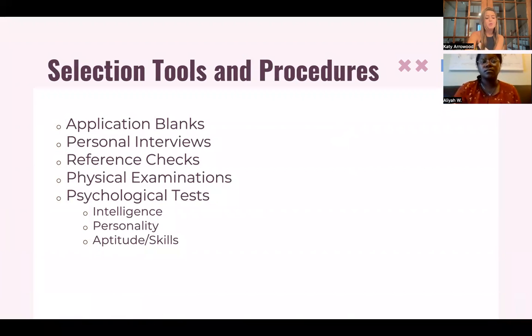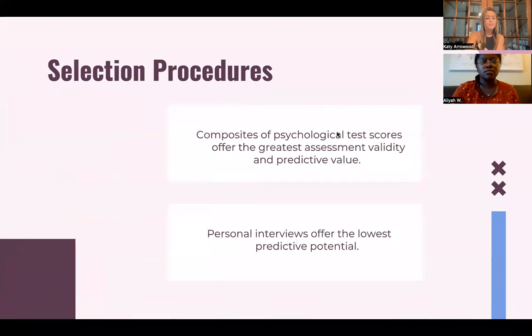Firms typically use some combination of the following selection tools and procedures, such as application blanks, personal interviews, reference checks, physical examinations, and psychological tests. You can use these composites of a psychological test or the personal interview to find the value in the employee and the validity of the actual test.